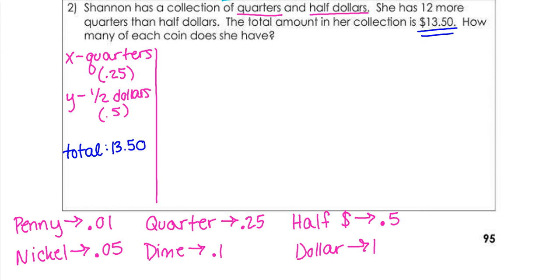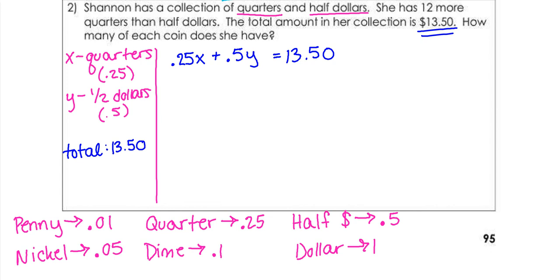So we're going to start with this total as our equation. Whenever you have a money problem and your total is money, you need to have money in the left side of your equation as well. So by that I mean we're going to have 0.25x because every quarter is worth 25 cents, plus 0.5y. And then together, all of that is going to equal $13.50. So the amount of quarters we have times the price of a quarter, plus the amount of half dollars we have times the price of a half dollar, will equal that $13.50.